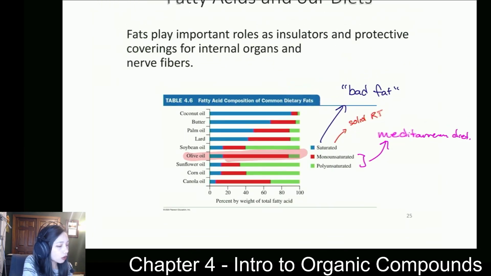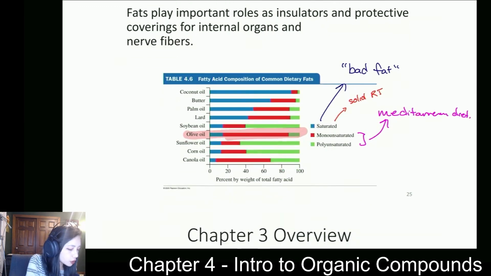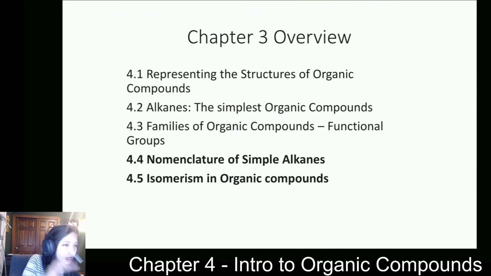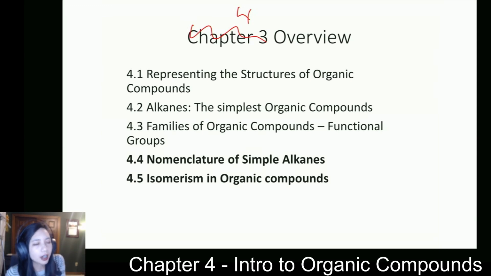So those are all our different types of functional groups and structures that we'll be thinking about this term. So that overviews it. And in the next chapter video, that should say 4. I'm sorry, that should say 4. I'll fix it before I post it. We will talk about nomenclature and isomerism.